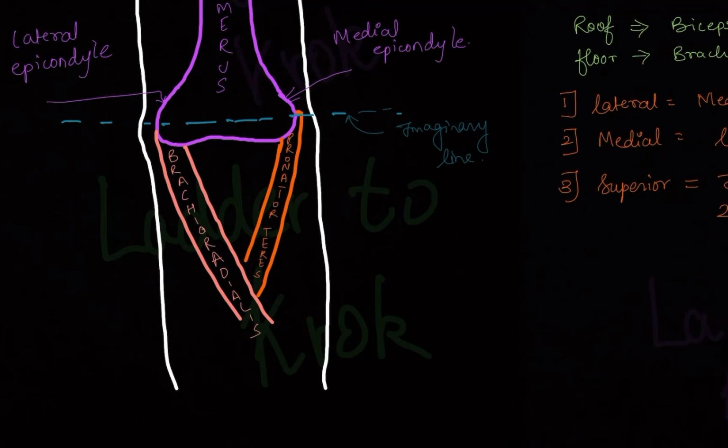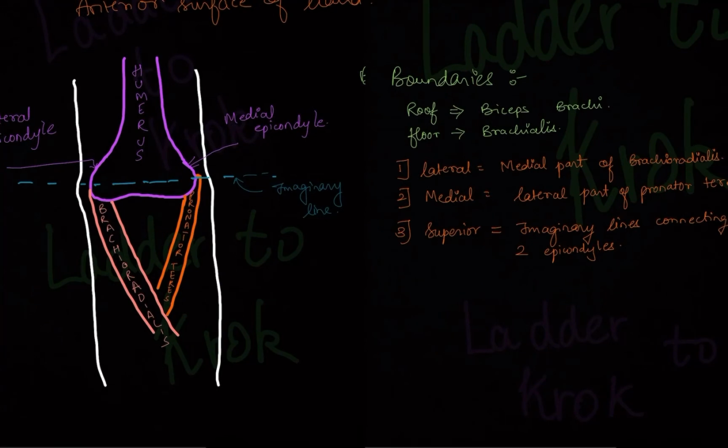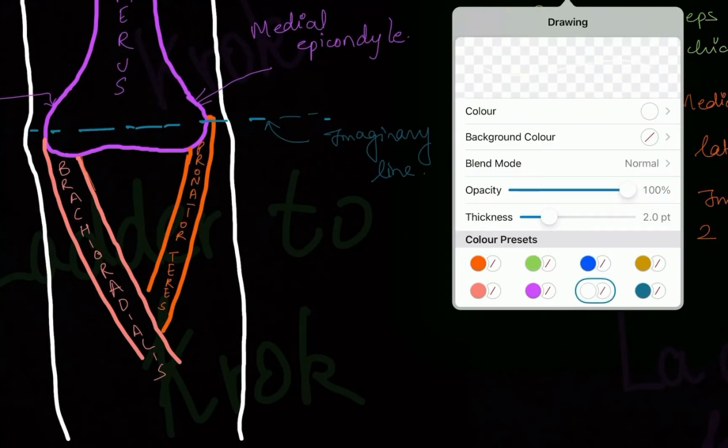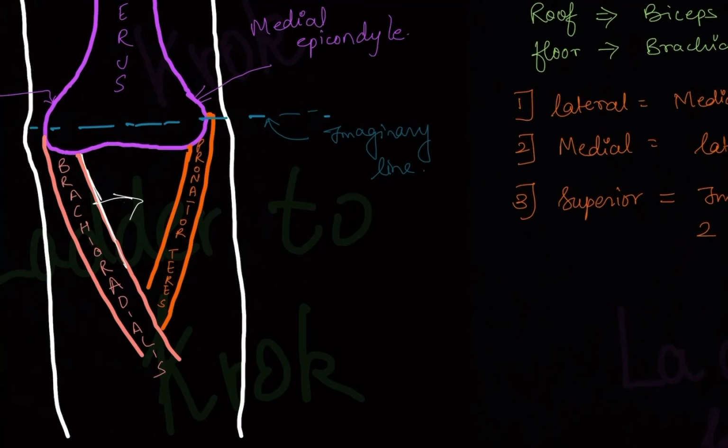Okay. So let's look at the boundaries and see if I've written the boundaries over there correctly. So first of all, the roof, you cannot see from here. The roof is biceps brachii, floor is brachialis. That you have to remember. But the important boundaries are the three which I've mentioned, the lateral, medial and the superior one, okay? So starting first with the lateral, it is said that the boundary, the lateral side, we have medial part of brachioradialis. So here you can see brachioradialis coming from the lateral epicondyle. So this is the medial side because it's facing towards the medial border. So this is medial boundary of the brachioradialis.